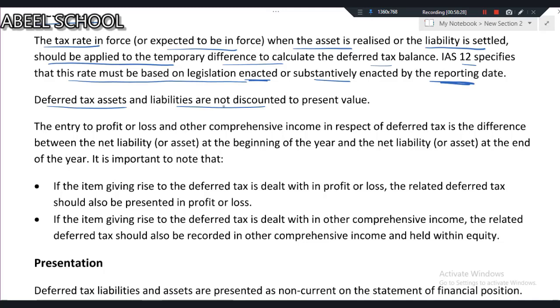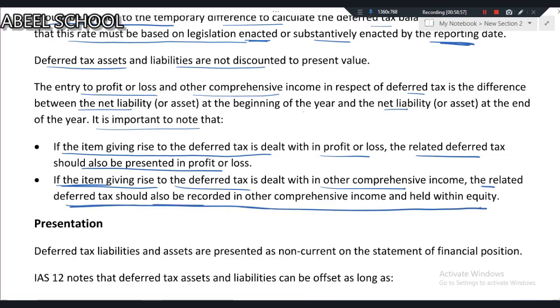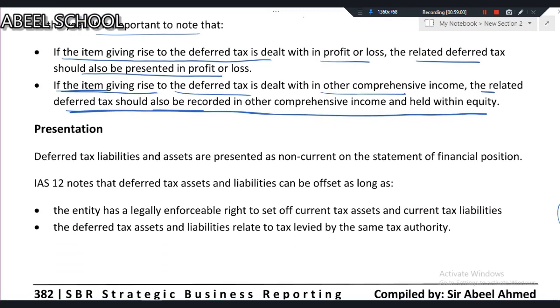Deferred tax assets and liabilities are not discounted. The entry to the P&L or OCI in respect of deferred tax is the difference between the net liability or asset at the beginning of the year and the net liability or asset at the end of the year. It is important to note that if the item giving rise to the deferred tax is dealt with in the P&L, the related deferred tax should be presented in the P&L. I just discussed this: if the item giving rise to a deferred tax is dealt with in other comprehensive income, the related deferred tax should also be recorded in other comprehensive income and held within equity, as we just discussed.